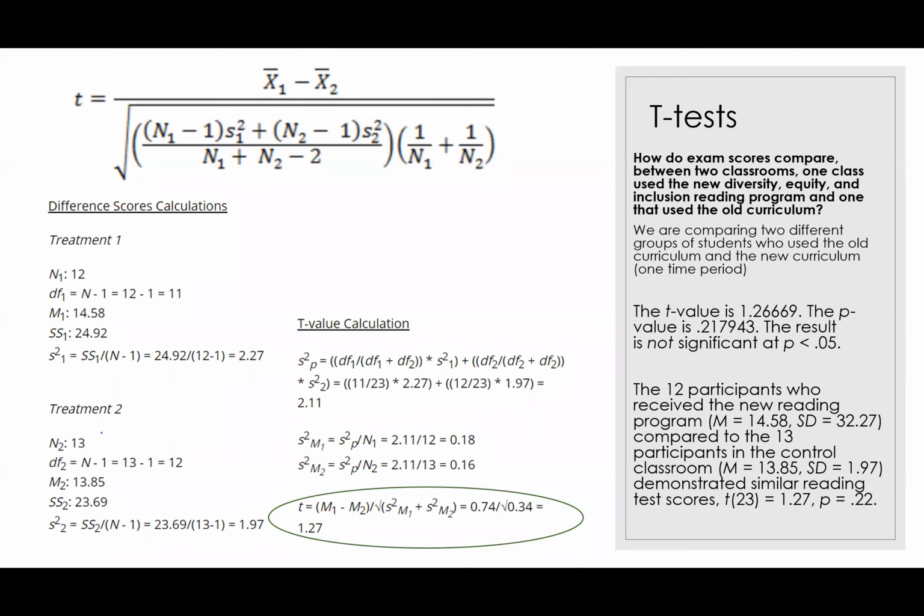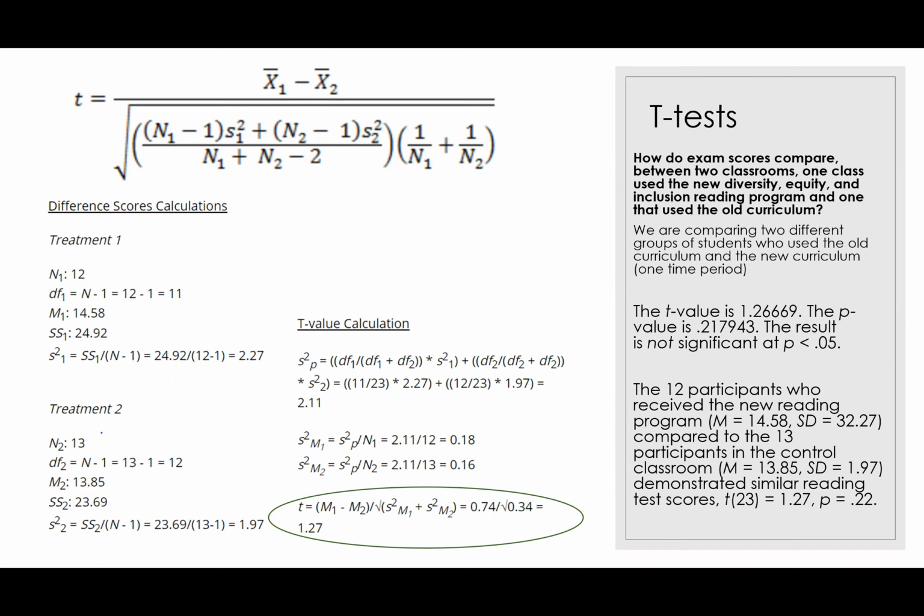So a way that you can write this as a finding is: the 12 participants who received the new reading program, who have a mean of 14.58 and a standard deviation of 2.27, compared to the 13 participants in the control classroom, again, include those statistics, demonstrated similar reading test scores. And they're similar because, again, we do not have a p-value of less than 0.05. And there's two different ways to write that. You can either report the actual p-value, so in this case, p equals 0.22, or you can just say p is less than, with that kind of sideways caret, 0.05.